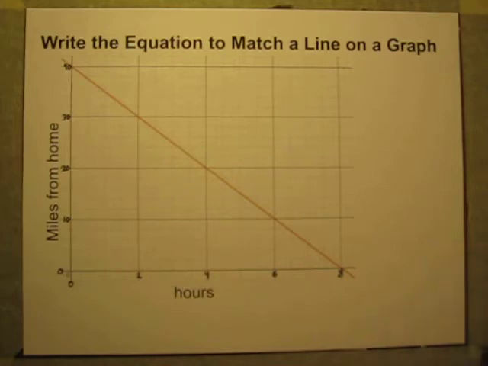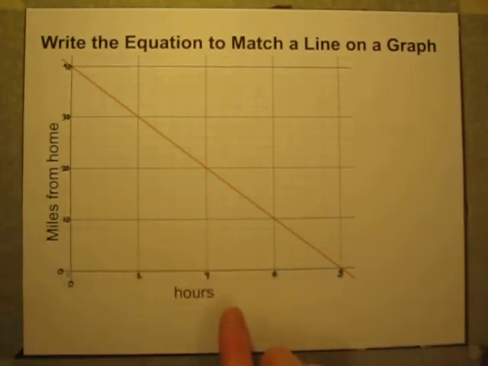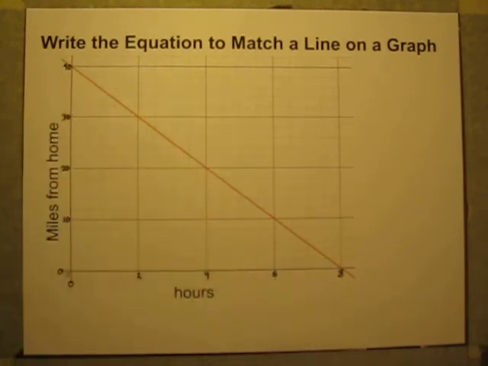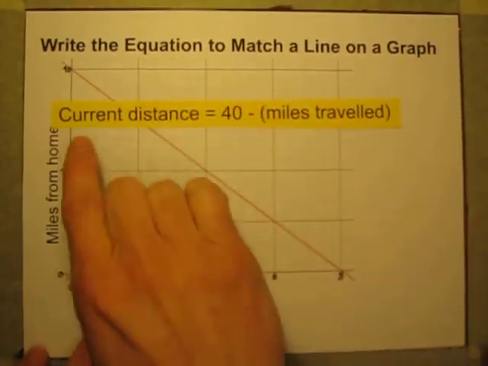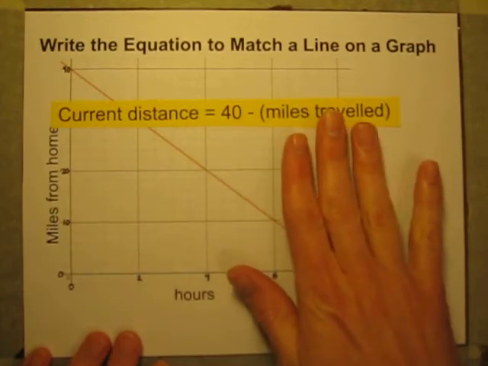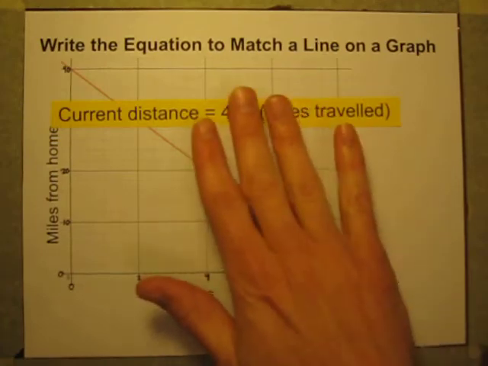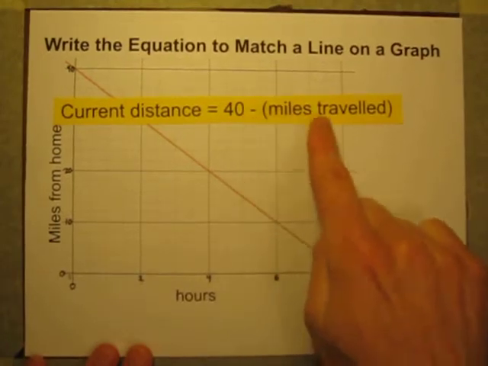So in general, I know that the equation that I'm going to be writing here is going to look like this. The distance from home after any number of hours, well, it's going to start at 40 and it's going to be decreasing from there. The current distance is equal to 40 minus however far we've traveled after that certain number of hours. So it's going to be a subtraction problem. The starting point minus how far you've gone.